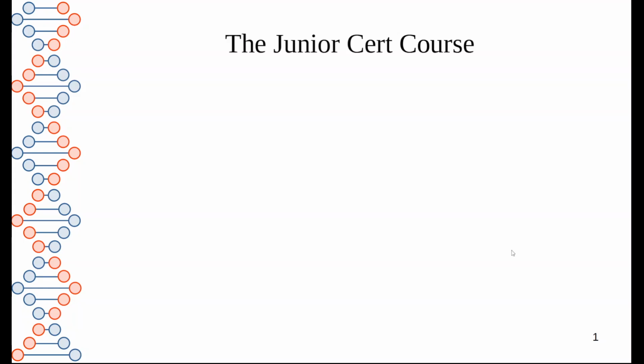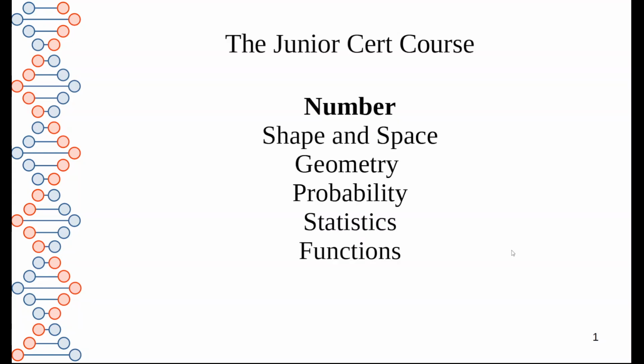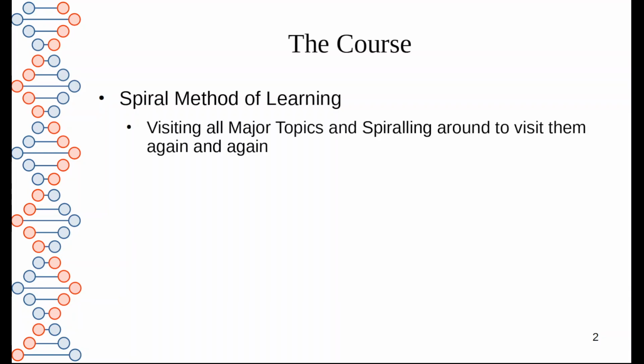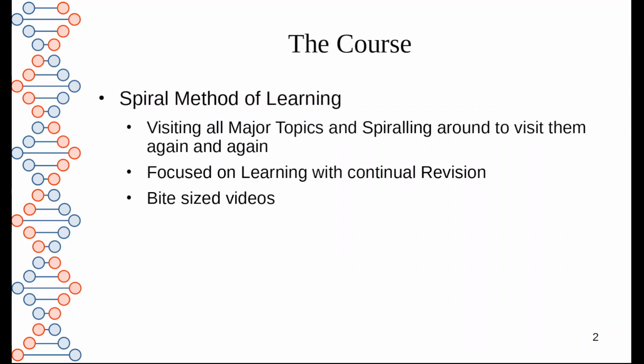Now, on the previous day, we had a quick look at the different topics that are on the course, from number down to algebra. And as I said before, we're going to be going through the spiral method of learning, which means we're going to be visiting all the major topics and then coming around to visit them again and again. So the focus is on learning with revision, short videos, short exercises, and revision to make sure you remember what you're doing. So let's begin.